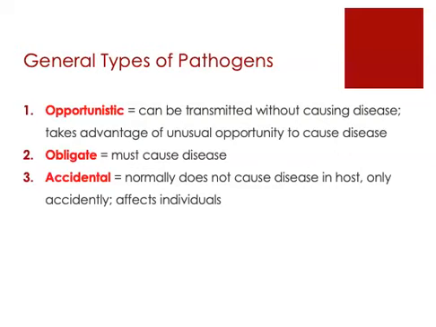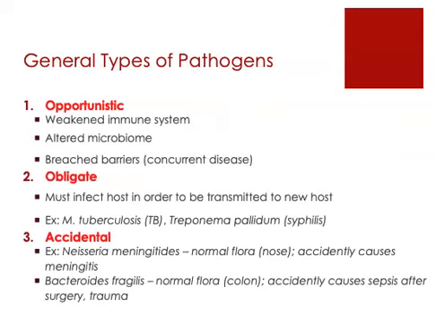to cause disease. That's very different from an obligate pathogen, which is always pathogenic anytime it's transmitted to a host. It must cause disease. An accidental pathogen normally does not cause disease at all in the host, but only accidentally. So, an opportunistic pathogen is taking advantage of certain circumstances within the host that ends up causing disease.